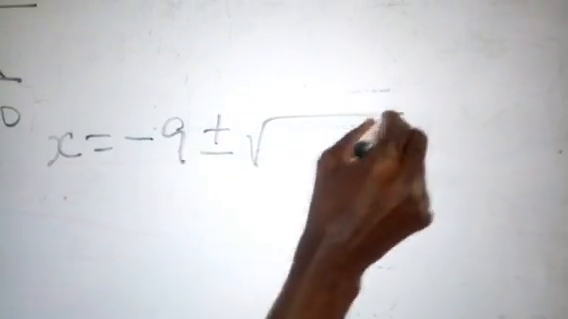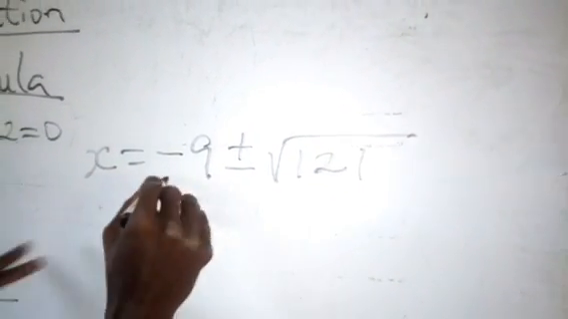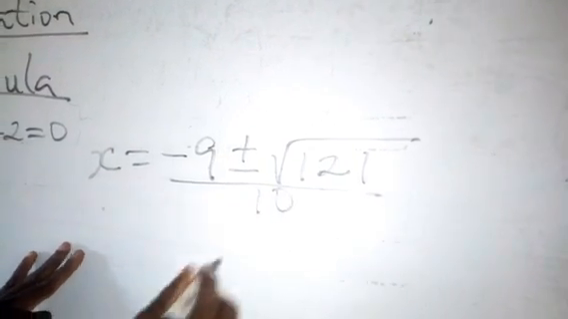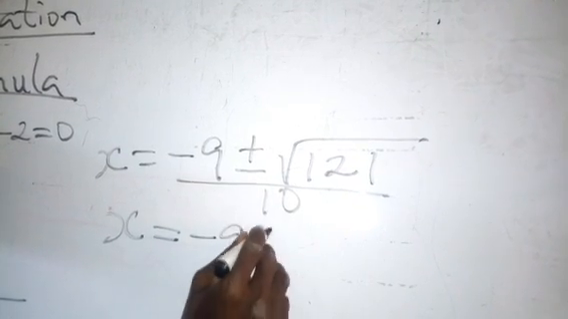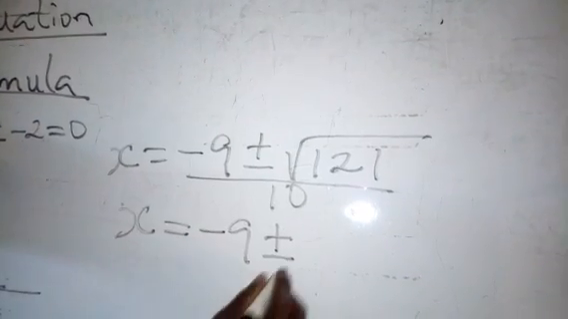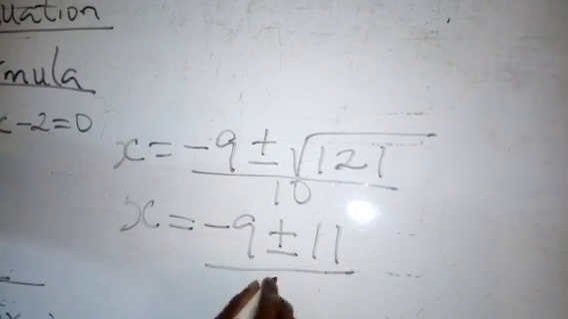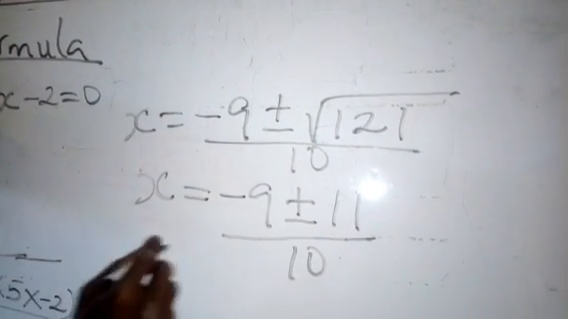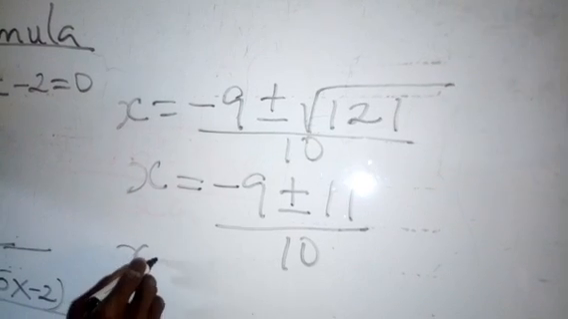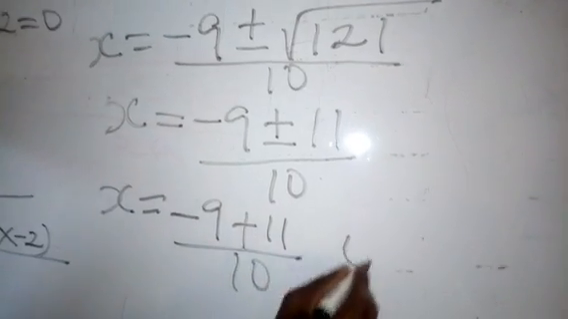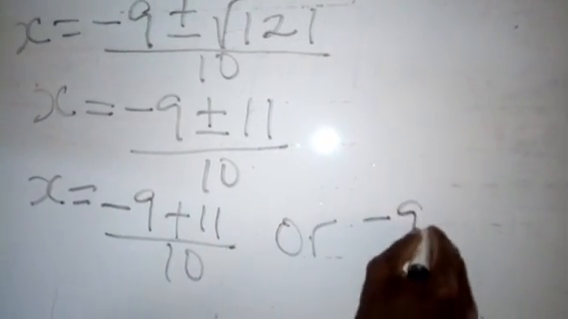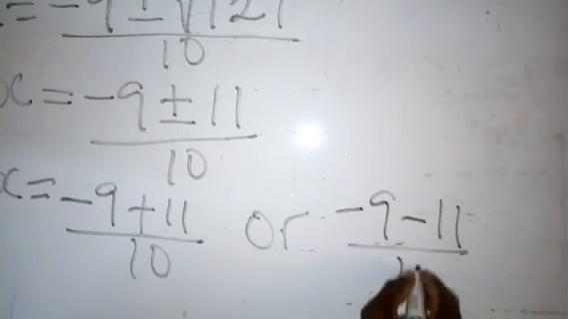Now x is minus 9 plus or minus square root 121 divided by 10. The square root of 121 is 11, so x is minus 9 plus or minus 11 divided by 10. Now we have to split it. It will now be x equals minus 9 plus 11 over 10, or minus 9 minus 11 over 10.